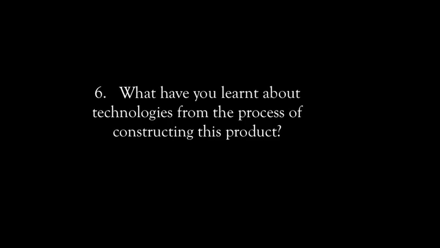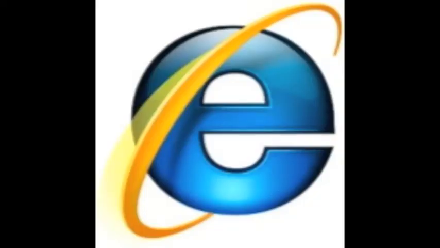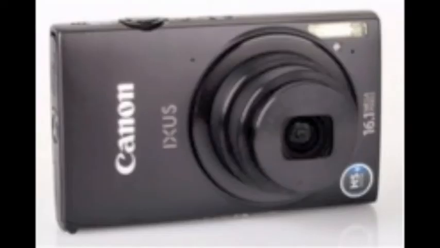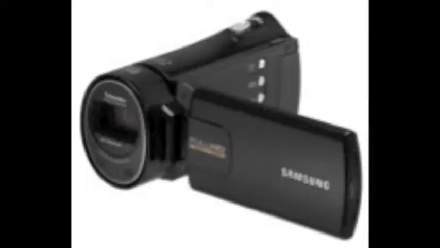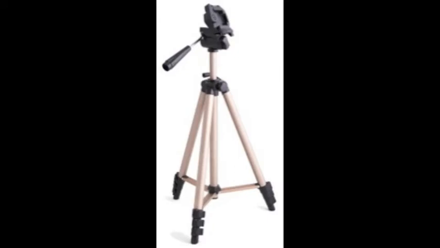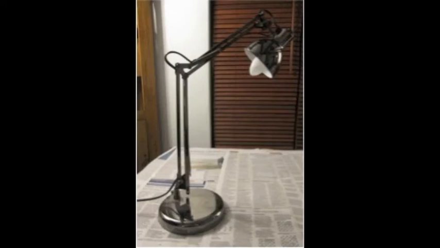What have you learnt about technologies from the process of constructing this product? During the creation of my media product, a film opening, I have learnt a lot about the different types of technology that I have used and how they have helped to improve the overall quality of my film opening. During the process of creating my product, I have used a variety of different types of technology, including the internet, a camera, a camcorder, a tripod, lighting, and various types of software such as iMovie, GarageBand, and QuickTime.